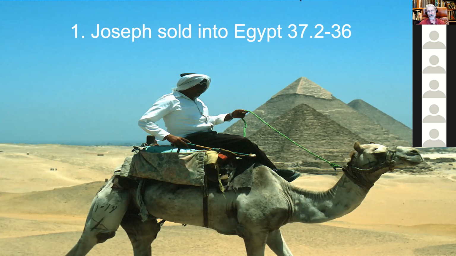Now, Dothan is north of Shechem, another 25 miles, about 40 kilometers. There's actually not a village there. It's a broad valley, and I would think very good for pasturing sheep.